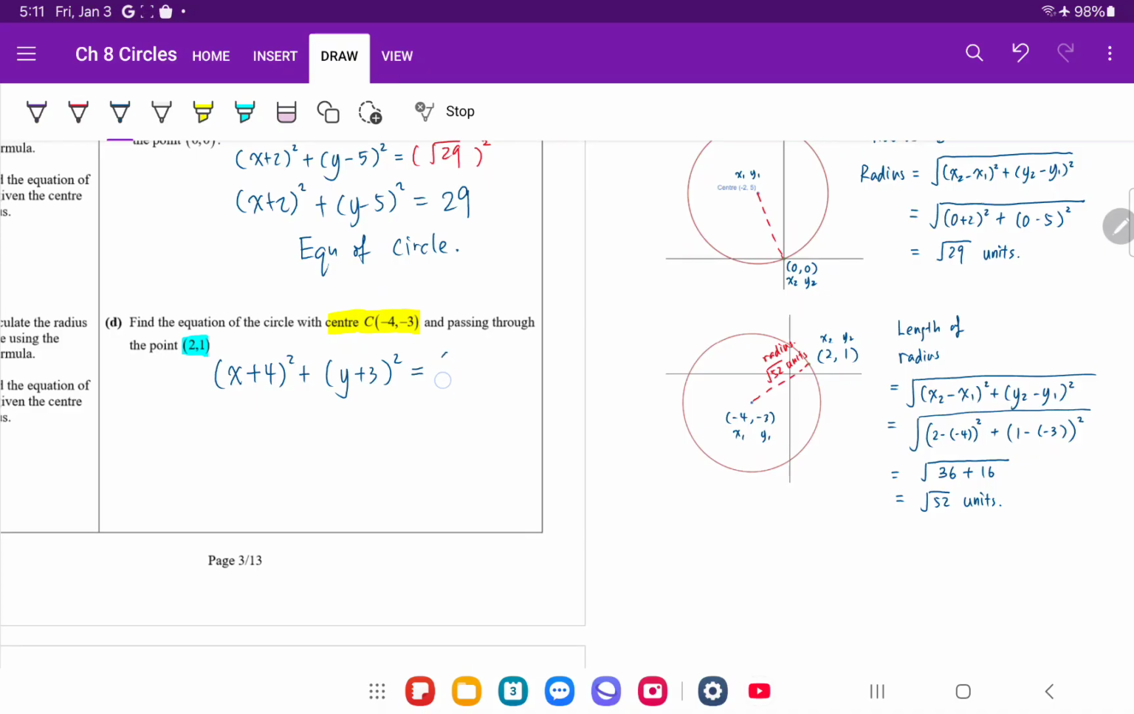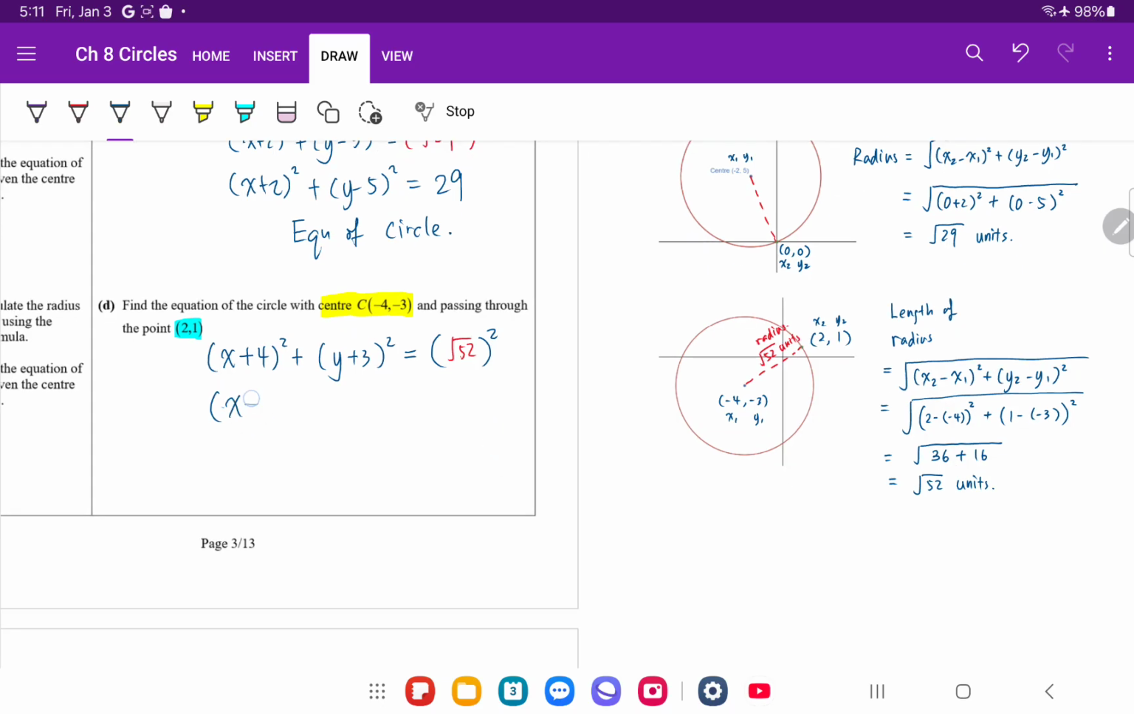Equal to, okay, what's the radius that we have just found? The radius is square root 52. Sorry, square root 52 units. Now open the bracket on the right hand side. The left hand side don't touch. And you will end up with the answer 52. This is the equation of the circle. And we are done with parts A, B, C, and D.